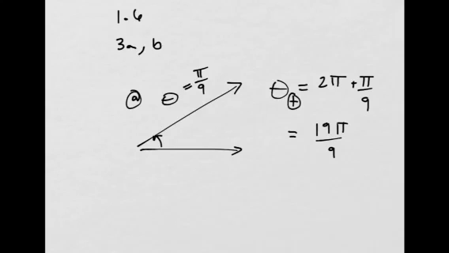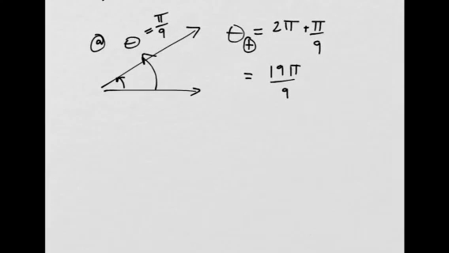You could go another time around. You'd add another 2 pi. So you could say pi over 9 plus 4 pi. That would also be a coterminal angle. To get a negative one, you could just start at pi over 9 and then go backwards, right? That would be the same thing as subtracting 2 pi. So it would be pi over 9 minus 2 pi, whatever that comes out to be. Does that make sense?